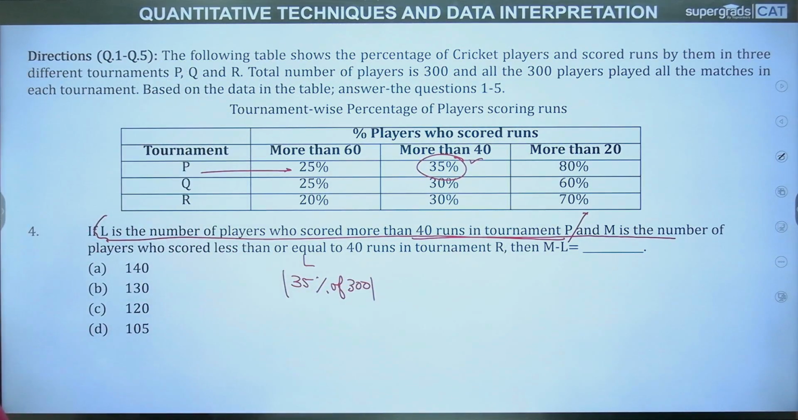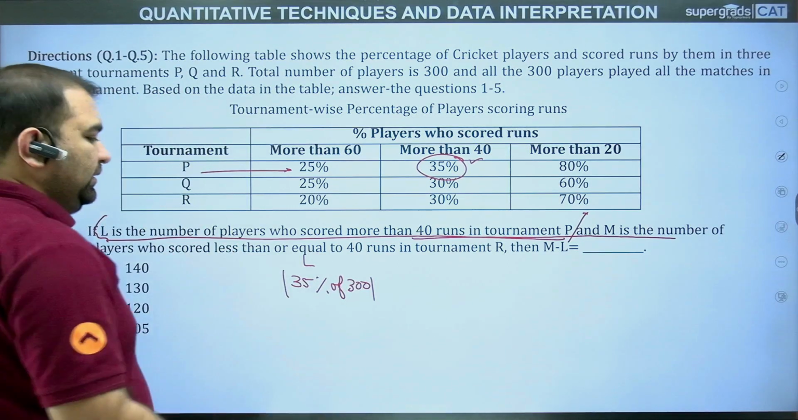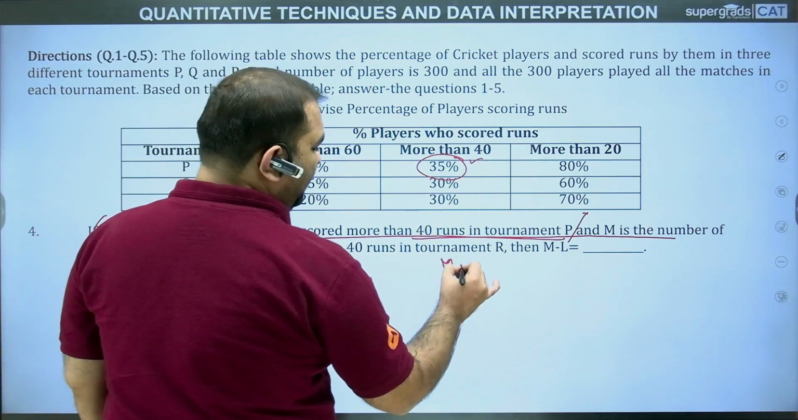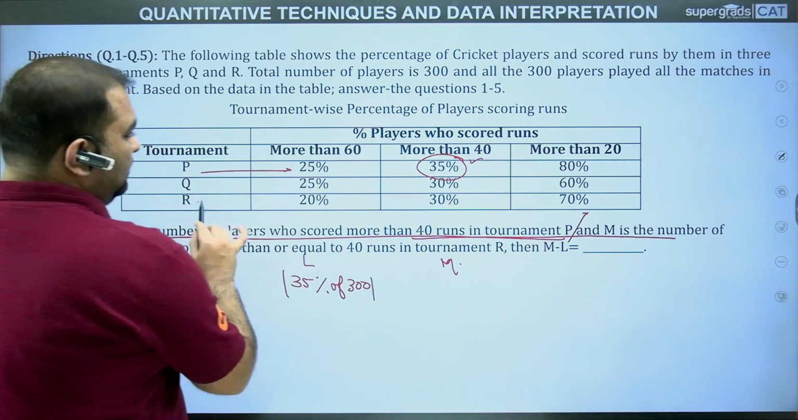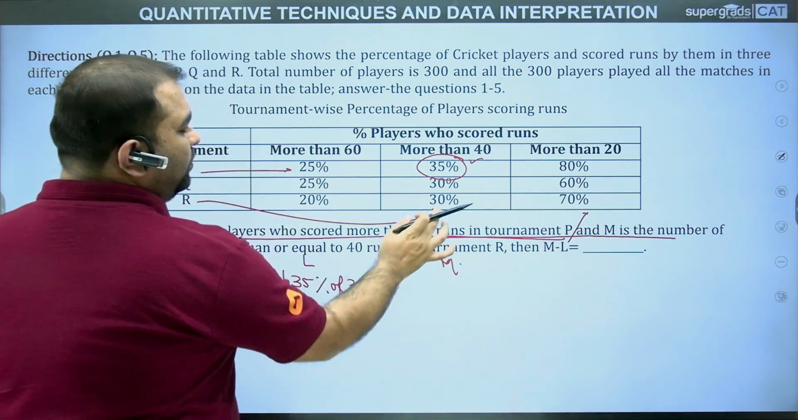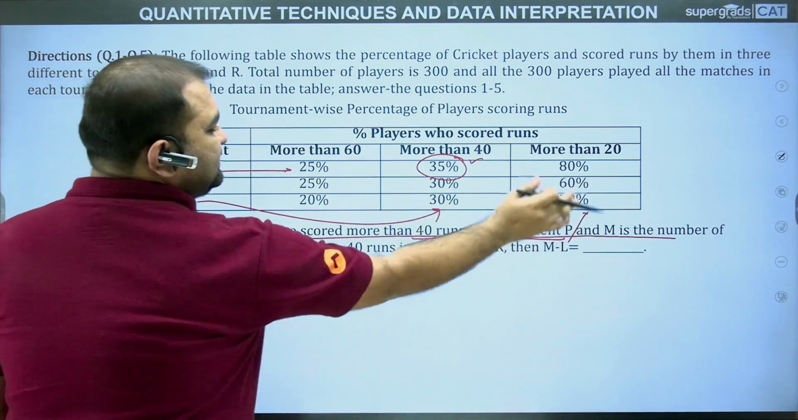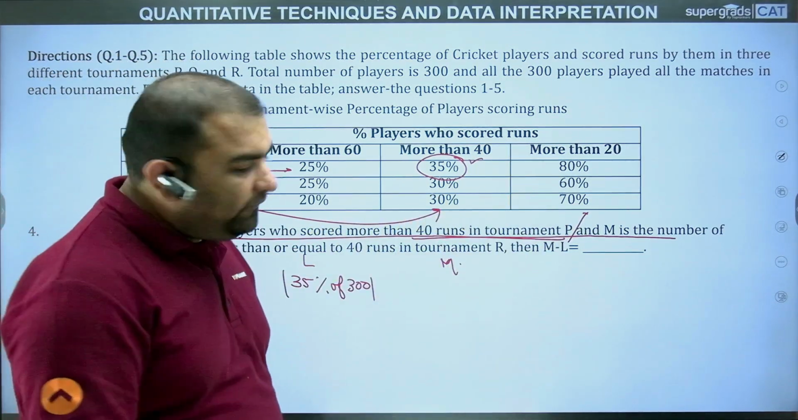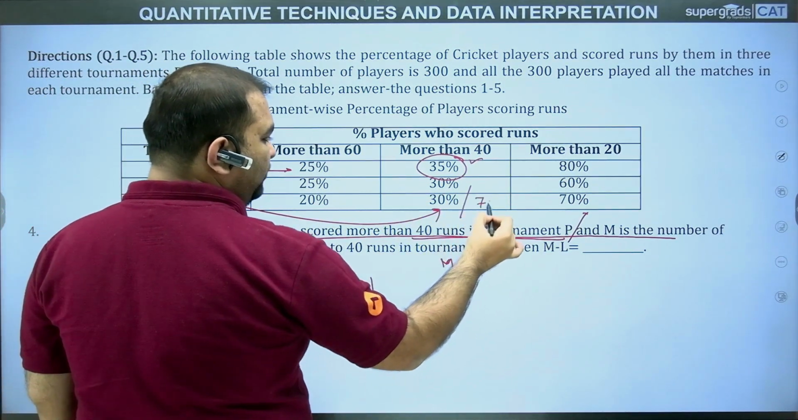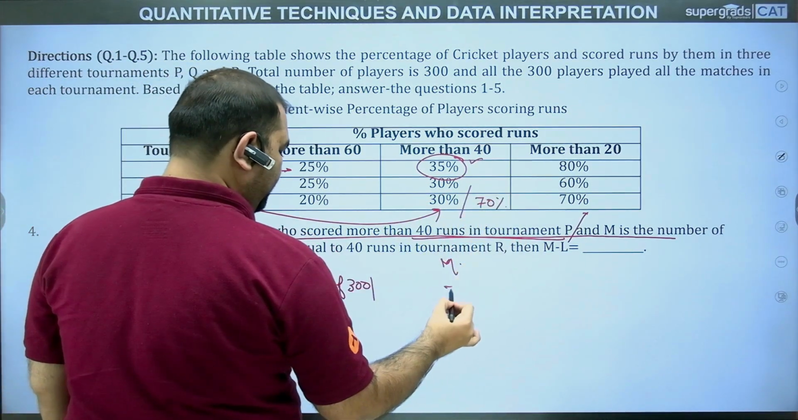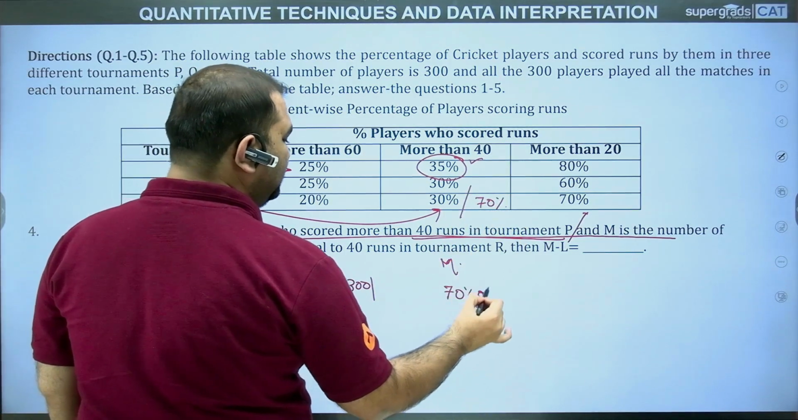M is the number of players who scored less than or equal to 40 in tournament R. Tournament R, more than 40 is 30%, so less than 40 is 70%. This is a critical point.